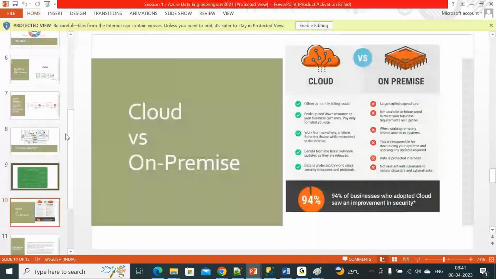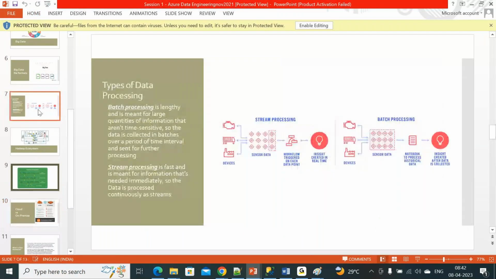Okay. Batch processing is nothing but, see, lengthy. That means you have a huge amount of data, and you collect all this data. Take an example from any industry, sir. Let's take the example of banking.